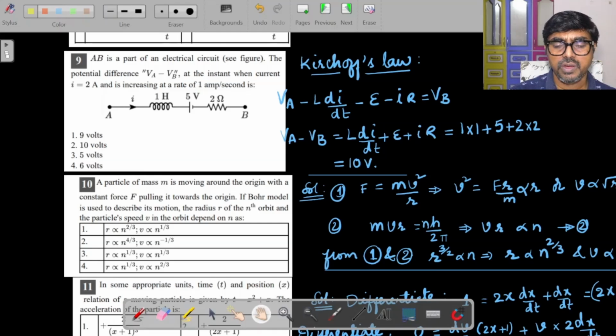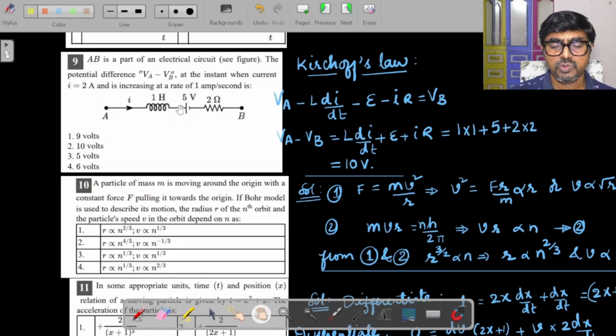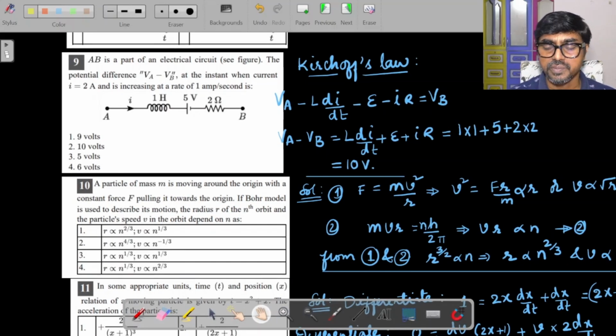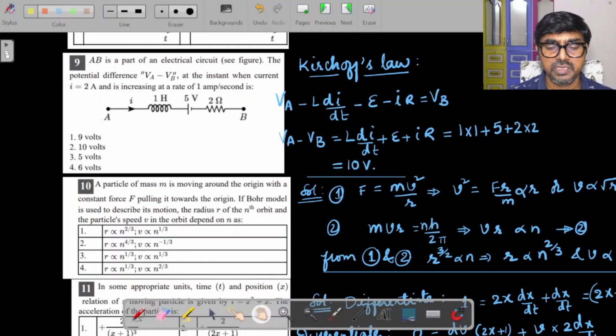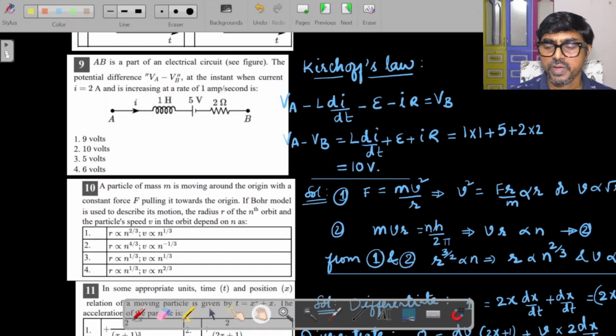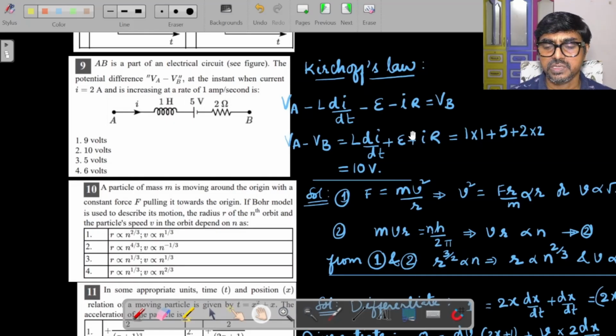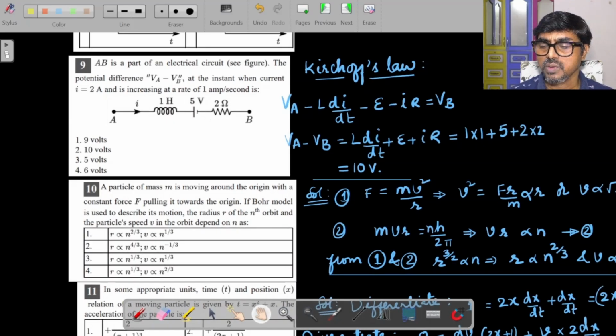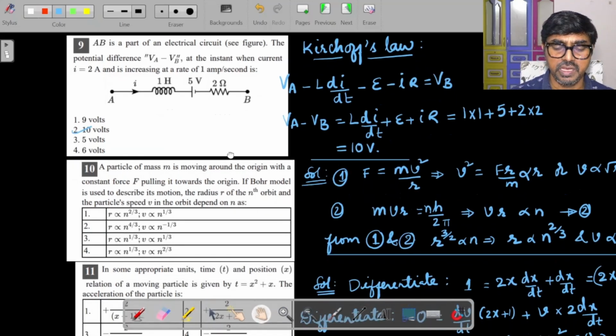Right, so write Kirchhoff's law: VA minus L dI by dt minus E, because you are going from the positive terminal to the negative terminal, minus IR equals VB. So rearrange the terms, VA minus VB is going to be this, just simply substitute there. L is 1, dI by dt is 1 ampere per second, EMF is 5, I is 2 ampere, resistance is 2 ohms. Substitute there: 1 plus 5 plus 4, totally 10 volt is the answer. Simple question. This question should not be missed, right.